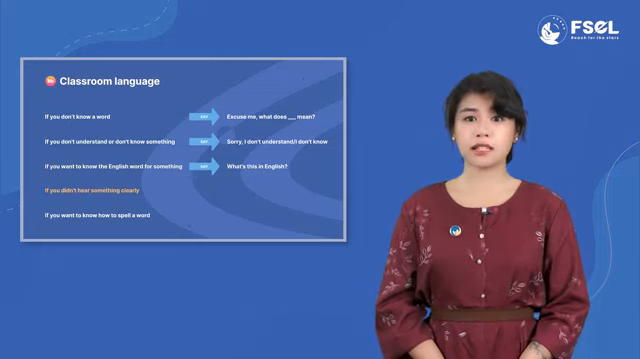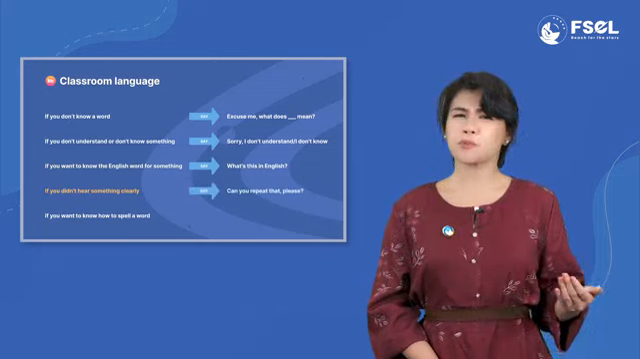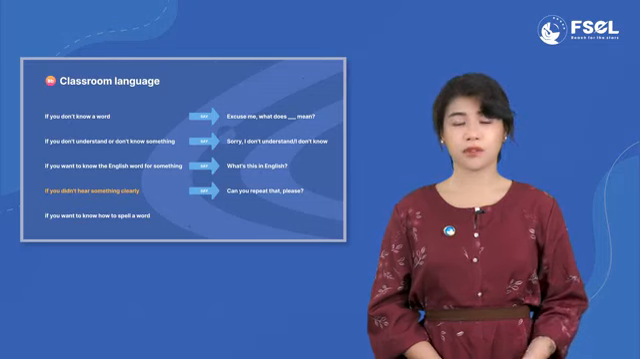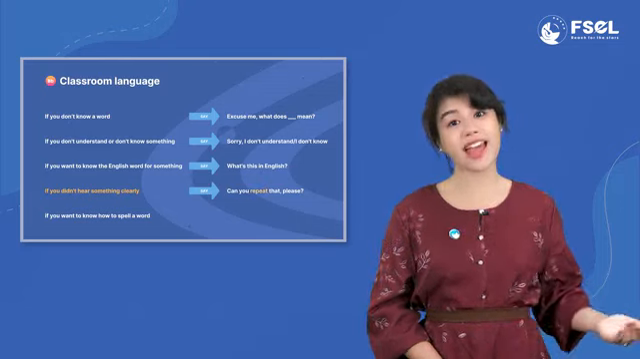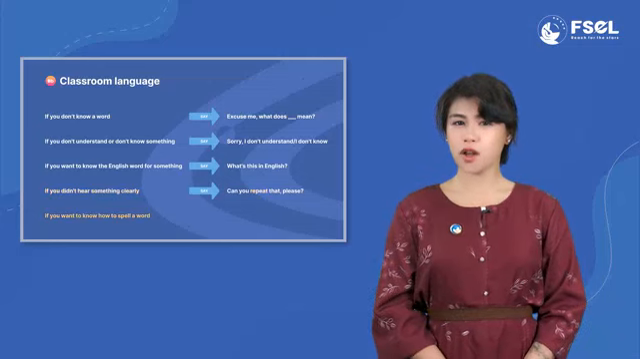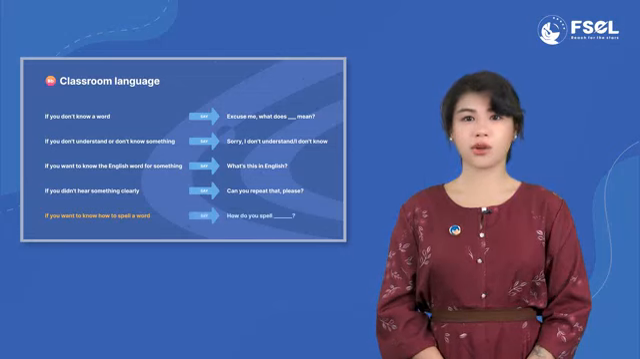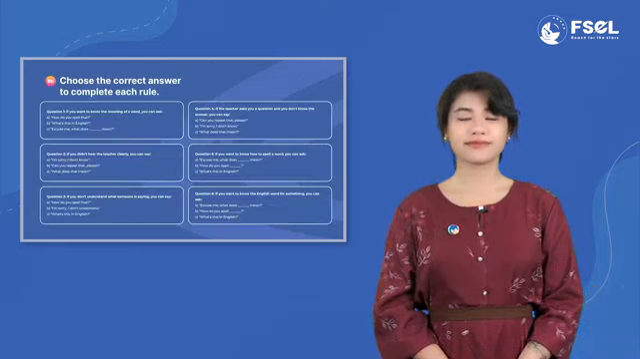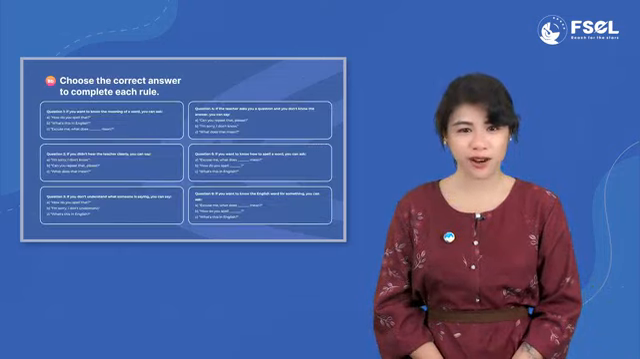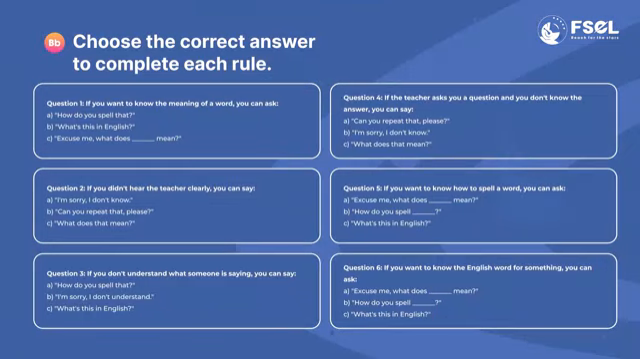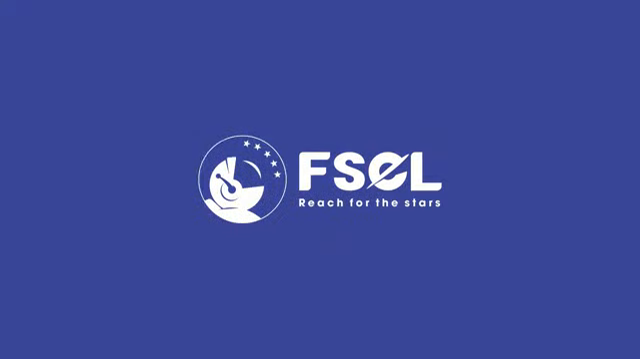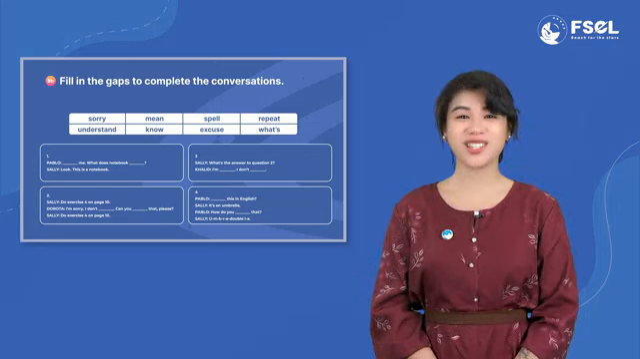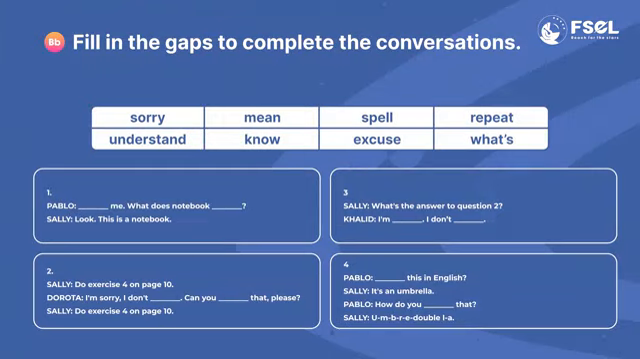If you didn't hear something clearly, you can say, "Can you repeat that, please?" Repeat means to say something again. If you want to know how to spell a word, you can ask, "How do you spell?" Now, let's make rules for these phrases. Choose the correct answer to complete each rule. Now, let's use these phrases. Fill in the gaps with one word from the box.